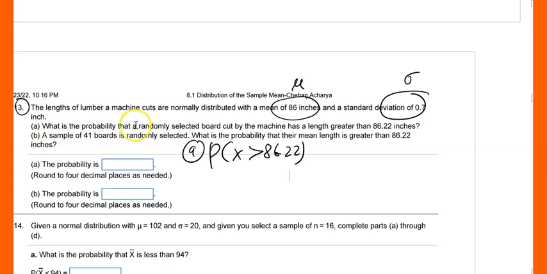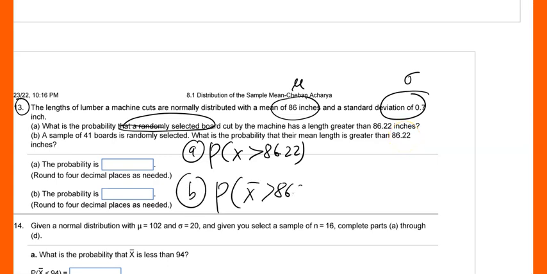Notice that here, what's the probability that a randomly selected board cut, probability of X greater than 86.22. But for part B, you're looking for sampling distribution. A sample of 41 boards is randomly selected. What is the probability that their mean length is greater than 86.22? Here, part B, we're looking for P of X bar greater than 86.22.